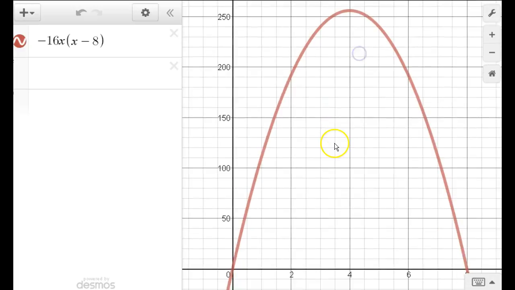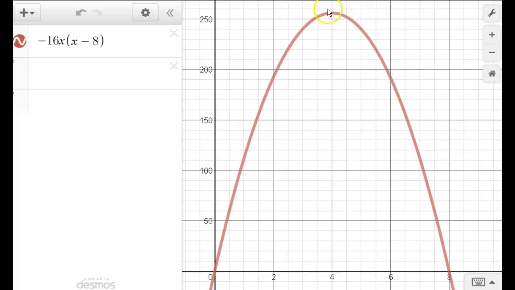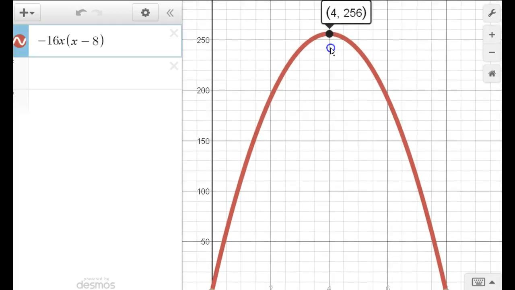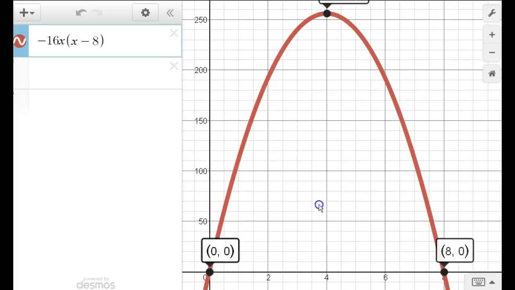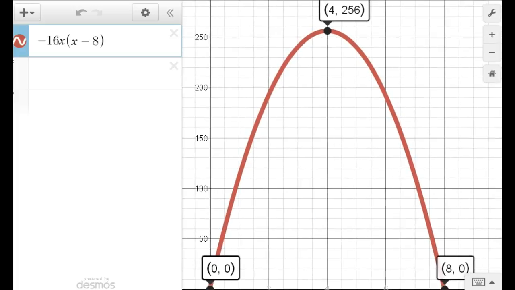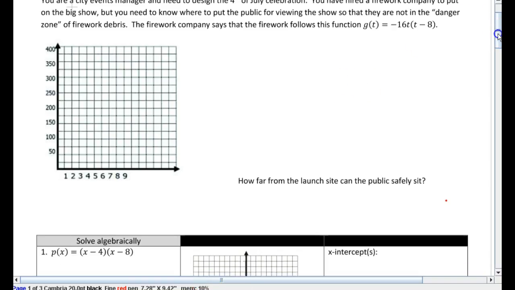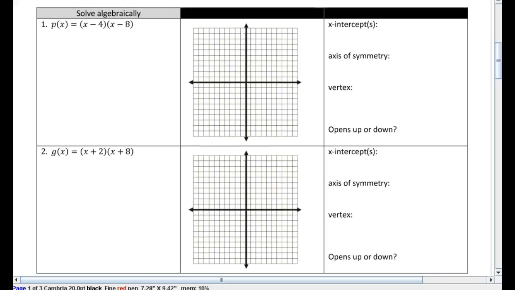So would you be able to look at that equation and come up with this? That's what you want to be able to do. It goes up in the air, it's facing down. Figure out that the vertex is way up here at 4, 256, and the x-intercepts are here and here. That's all the information you're going to want to be able to figure out by the end of this. Let me walk you through a few of these, referring back to where we started, and you'll probably be able to figure that out on your own by the end. Okay?